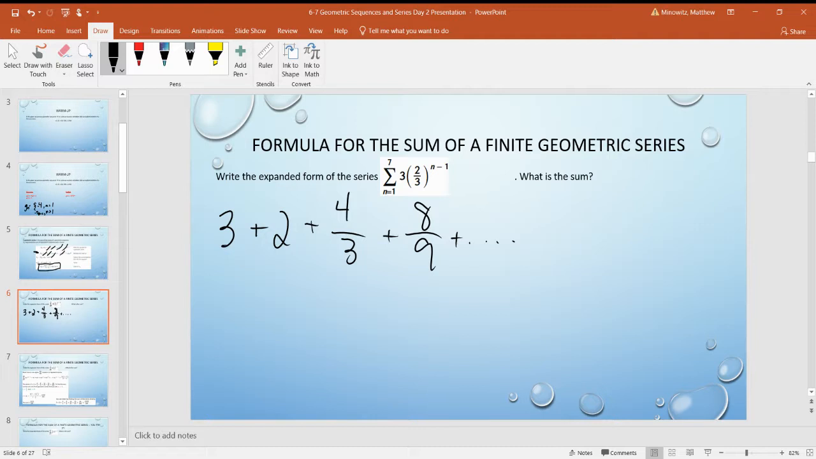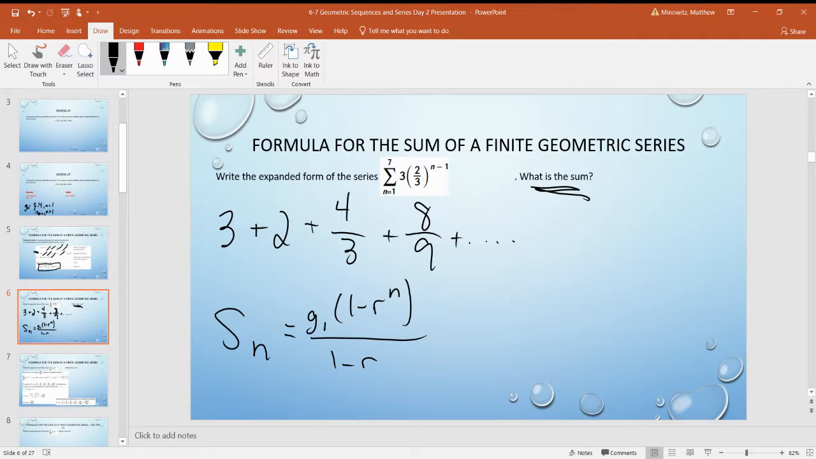Now, I really don't want to do that. I mean, if it's only 7 terms, I can. But if it says just what is the sum, I can use the formula in the previous slide. Take the first term times 1 minus r to the n over 1 minus r.